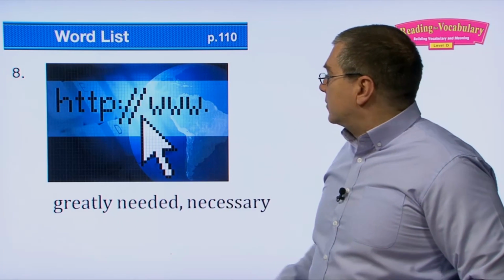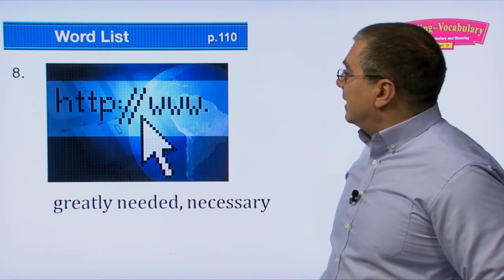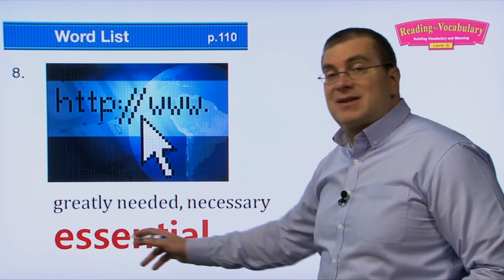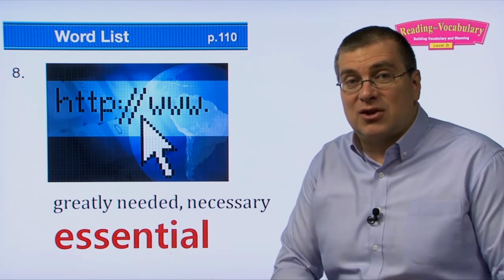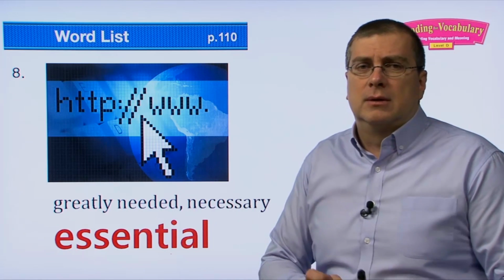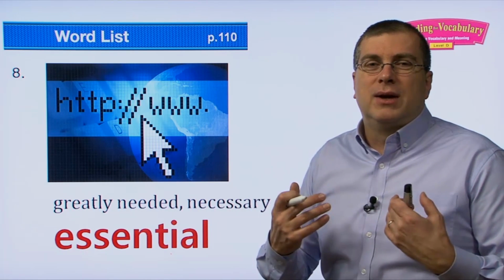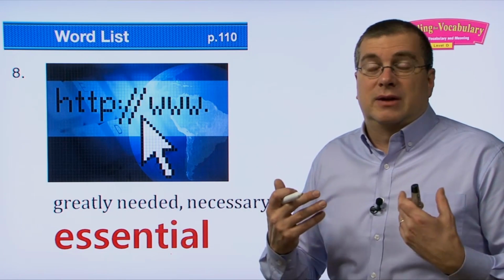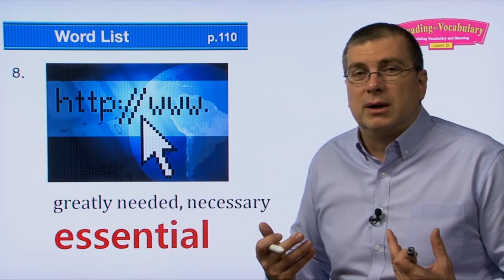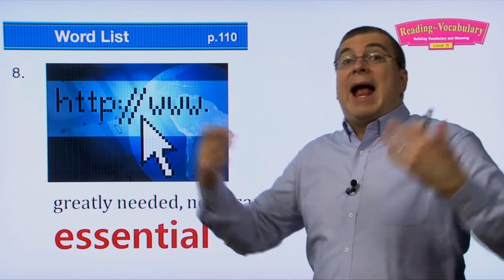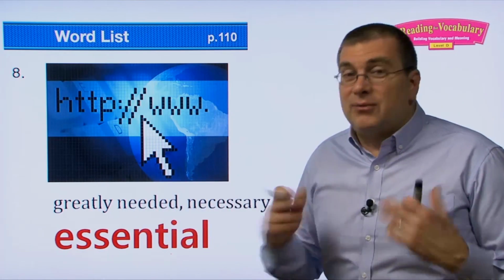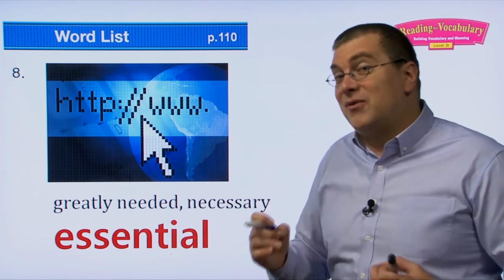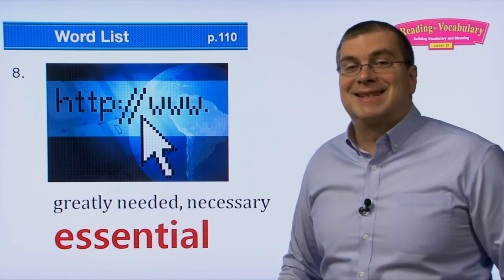Okay. Next one, greatly needed or necessary. Greatly needed or necessary is essential. If something is essential, you really need it. For example, when we think of essential, it's like things that we need to continue to survive, like food. Food is essential. Air, oxygen is essential. If we don't have it, we'll die, right? So we greatly need it. It's very necessary. It's essential.